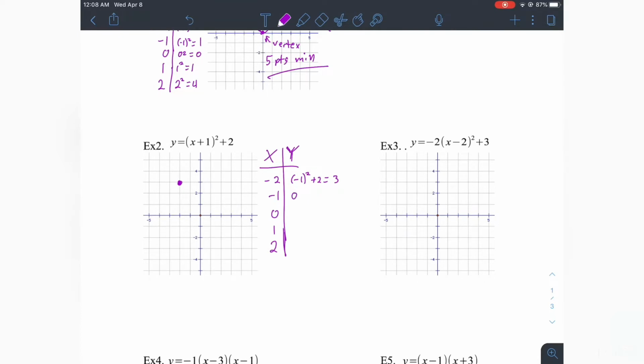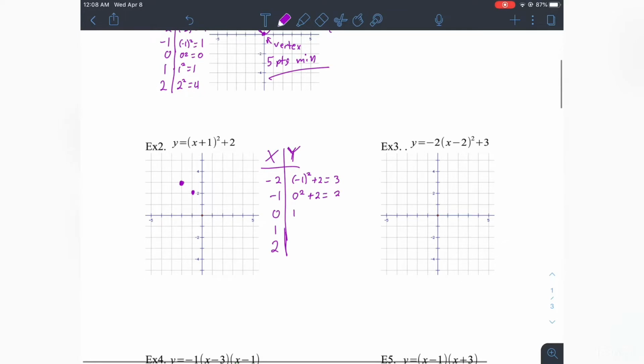-1 plus 1 is 0 squared. Plus 2 is 2. So at -1, you get 2. At 0, 0 plus 1 is 1. Squared is 1. Plus 2 is 3. At 0, you get 3. And at 1, 1 plus 1 is 2. Squared is 4. Plus 2 is 6. At 1, you get 6.